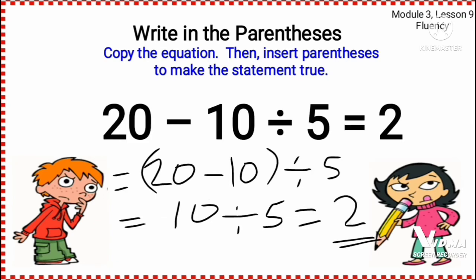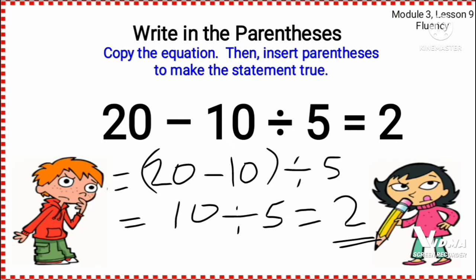20 minus 10 divided by 5 equals 2. Where would we put the bracket to get this answer? 20 minus 10 in bracket will give you 10. Divided by 5 is 2.